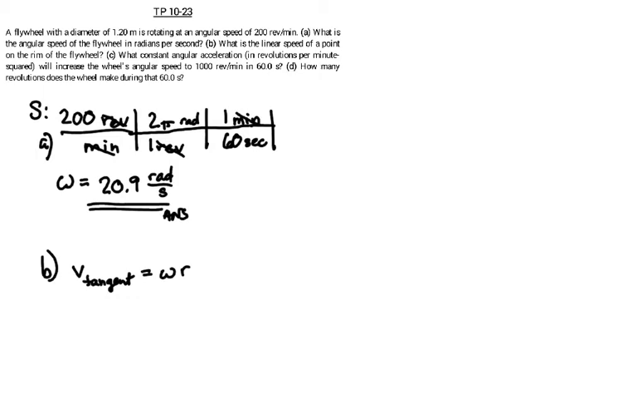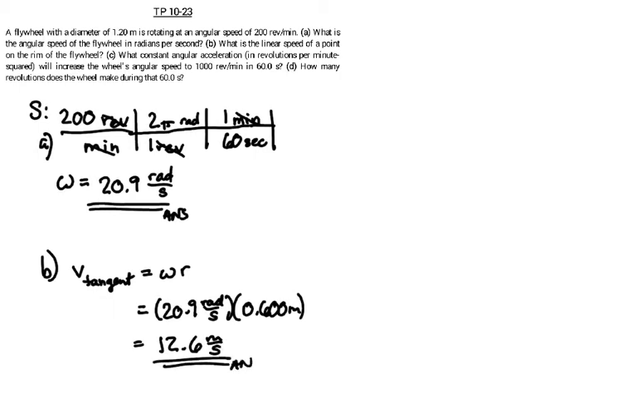And now we can work through it. We know that our radius is half of the diameter, like I put in the givens. So 20.9 radians per second times 0.600 meters, and we have 12.6 meters per second. I know it can be confusing sometimes because we have radians here in our intermediate step, but when we get down to the final solution, they're gone.